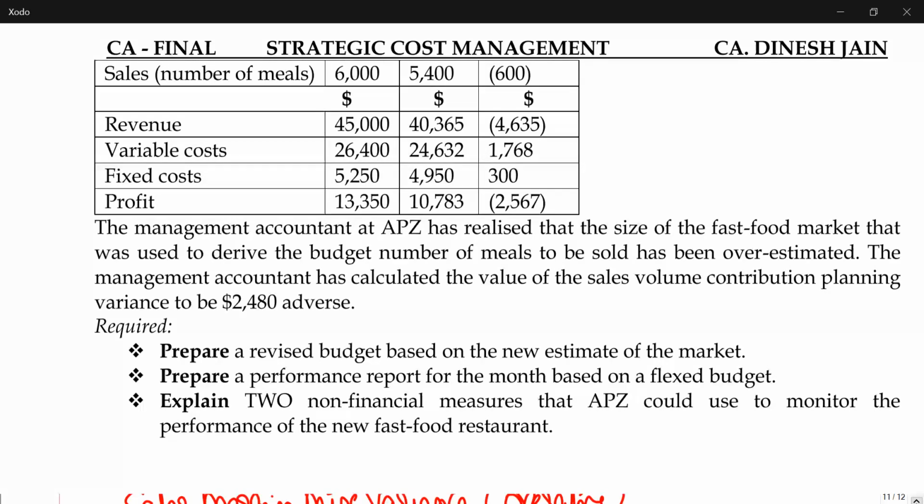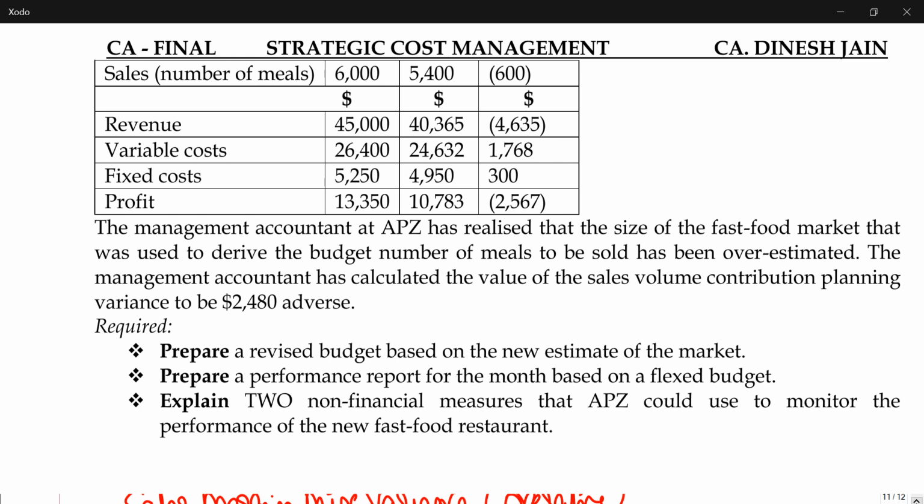Management accountant has calculated the value of sales volume contribution planning variance. Basically, sales margin volume variance based on marginal costing is 2480 adverse. So, prepare a revised budget based on the new estimate of the market. Now, I'll have to use this 2480 adverse and find out what should be my new budget. It can't be 6,000. It's going to be lesser than that. Could be 4,000, 5,000, whatever the number, I'll have to do a calculation of that. So, let's start.